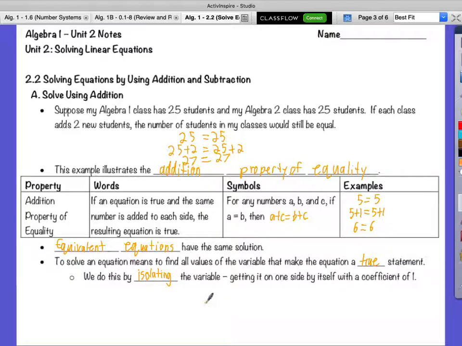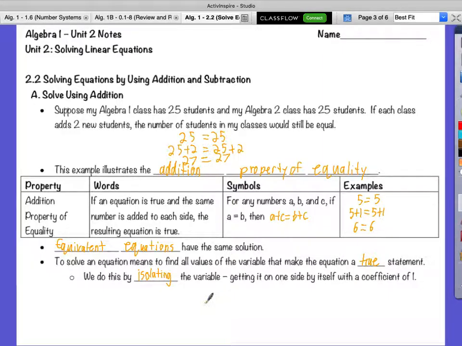Dylan: If you're not around people and you live in the woods or something, you're isolated. Okay, if you live in the woods, you're isolated from society. That'd be true. So when you say isolating the variable, we're trying to get it by itself, alone with only a coefficient of 1. Remember, a coefficient is a number multiplying a variable.